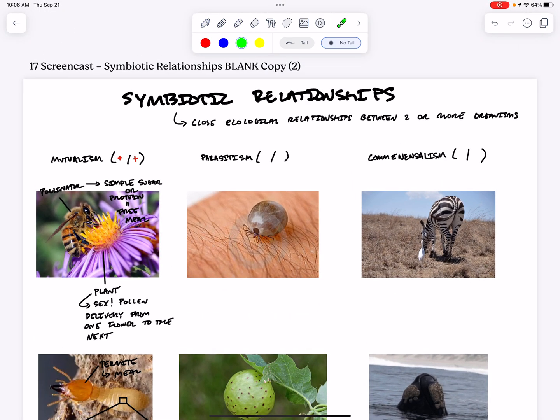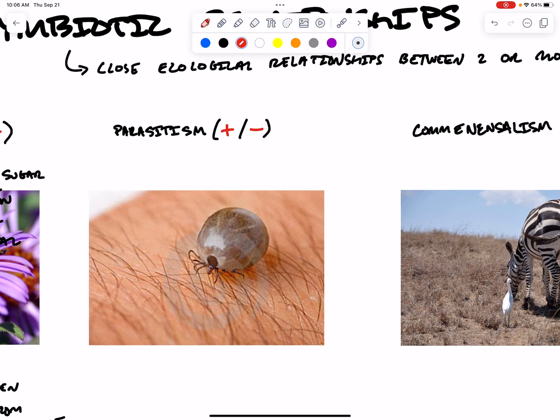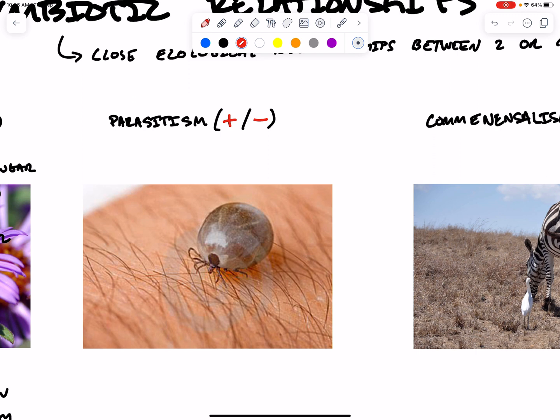Okay, our next form of symbiotic relationships is parasitism. And parasitism is where one species benefits from the relationship, and the other species has a negative impact as a result of this relationship. Okay, our first example of parasitism is ticks. Here's a tick.